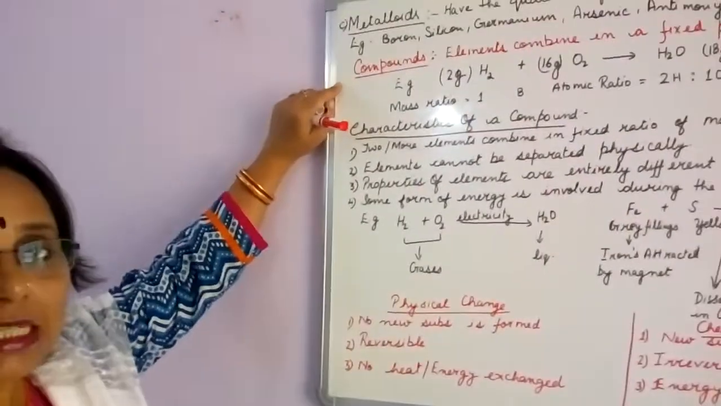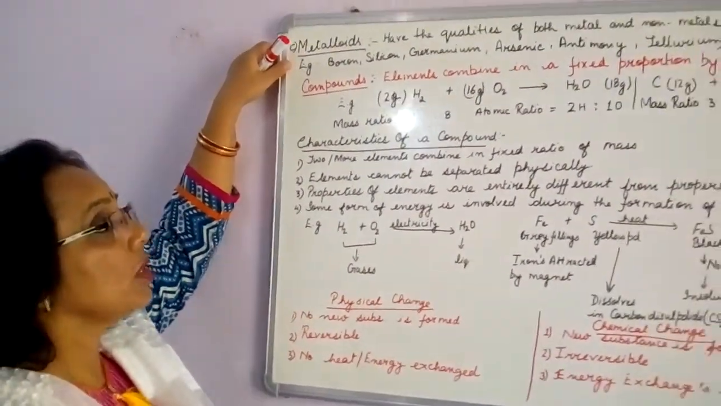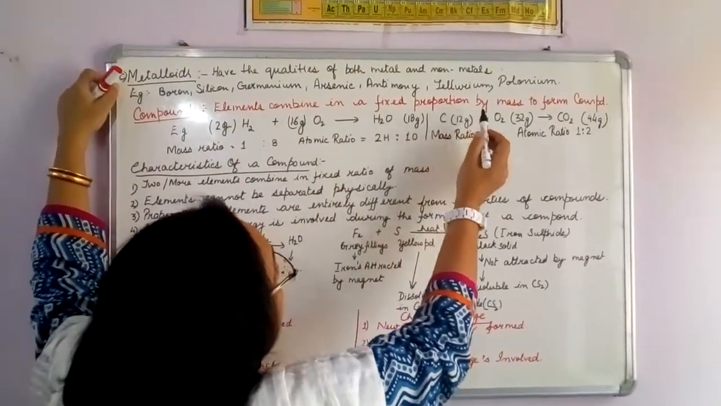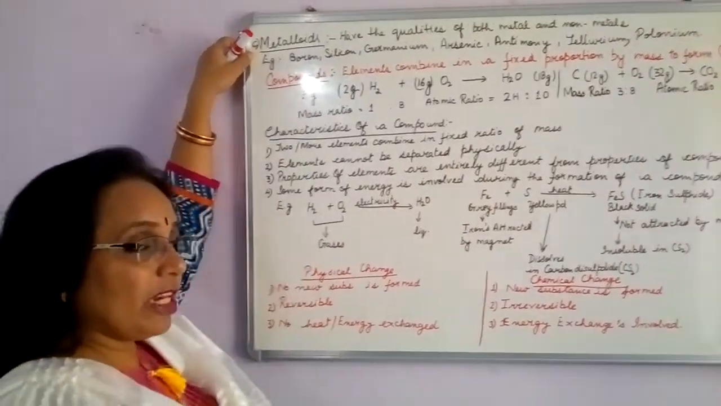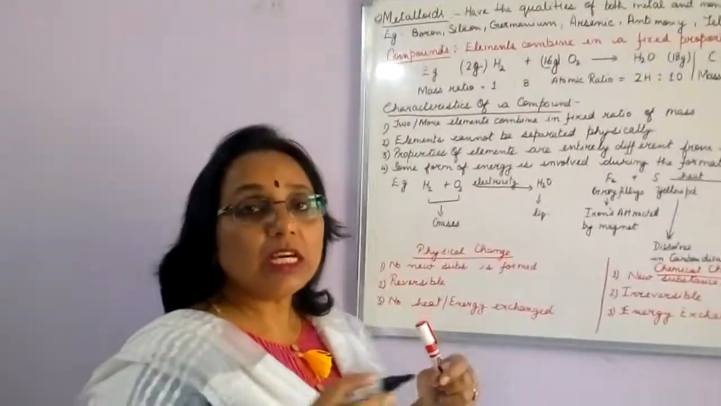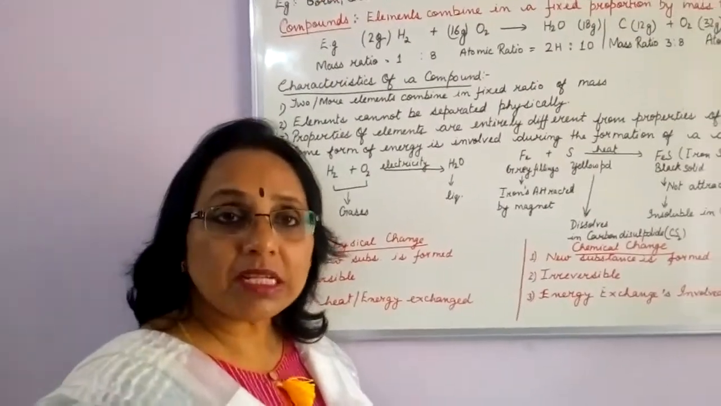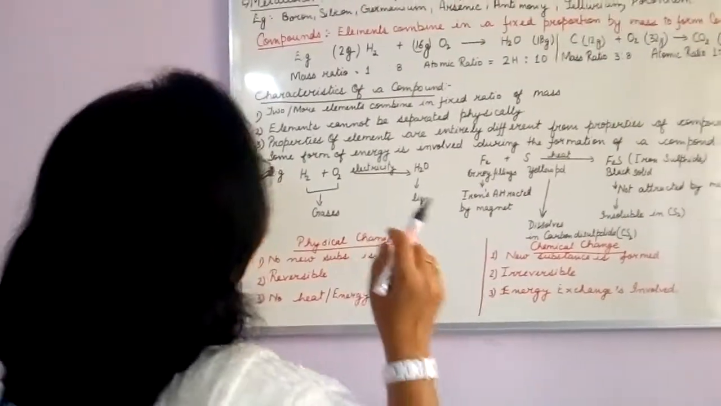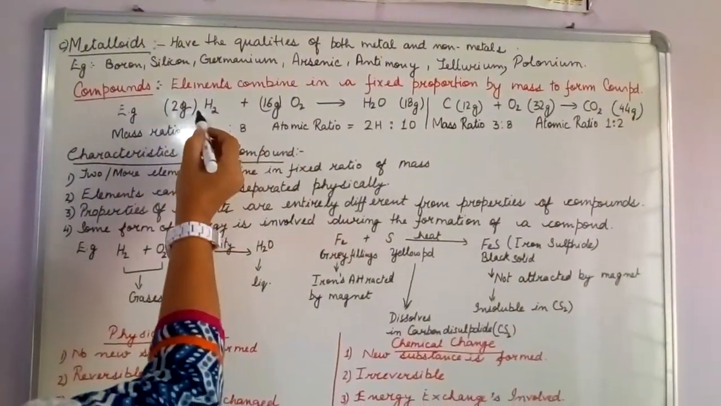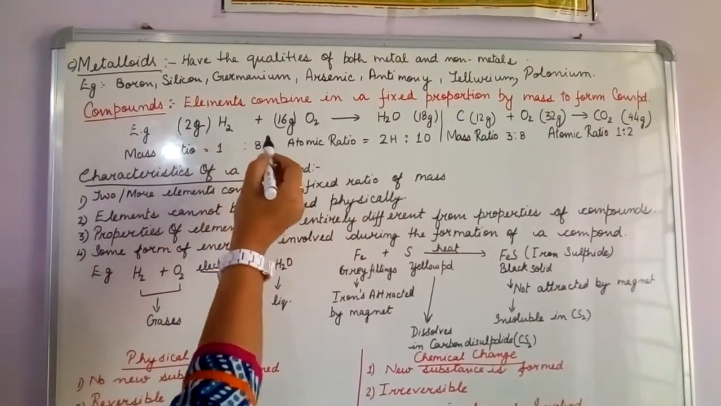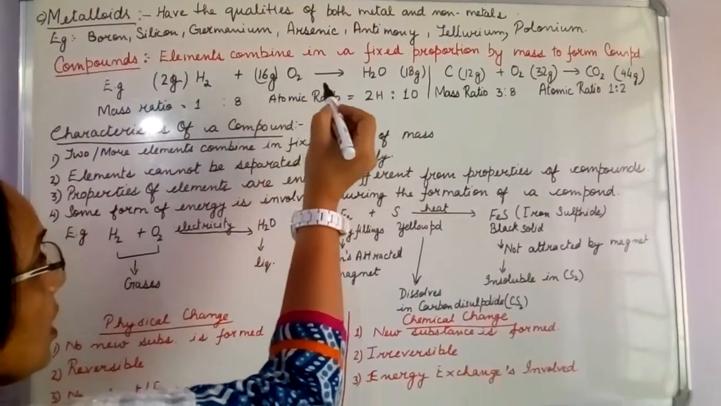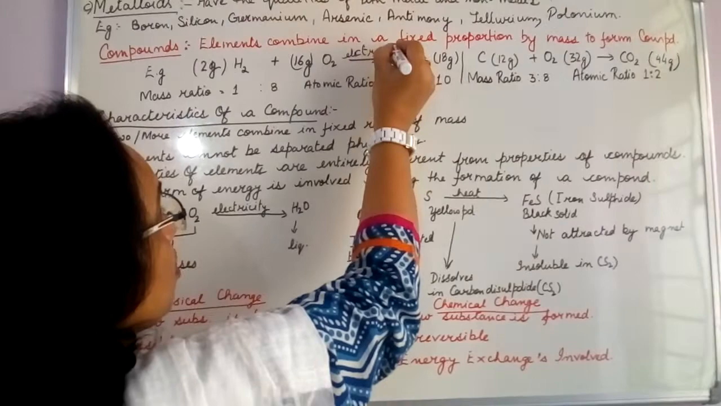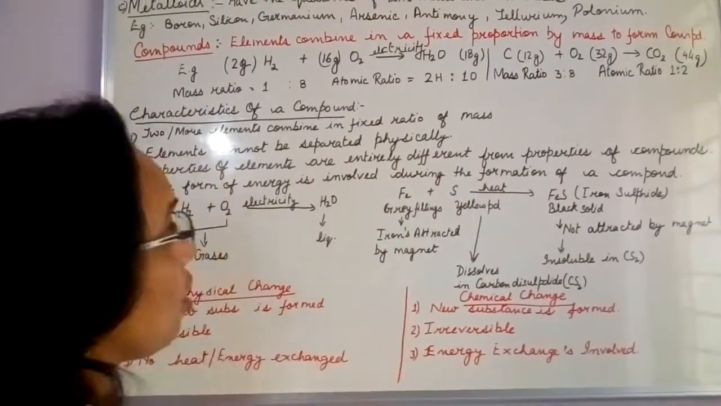Now coming to the second category of pure substances, that is compounds. Compounds are formed when elements combine in a fixed proportion by mass. Remember, when I say combine, that means they are not physically mixing with each other. When the elements react with each other in a fixed proportion by mass, they form a compound. Example, you can see I have taken here, 2 grams of hydrogen gas is reacting with 16 grams of oxygen gas in the presence of electric sparks. Okay, in the presence of electricity, it forms 18 grams of water.